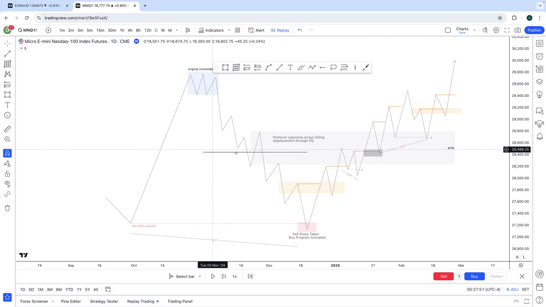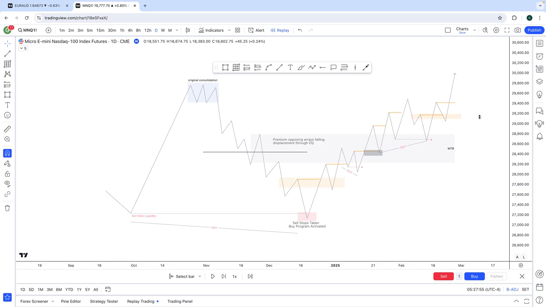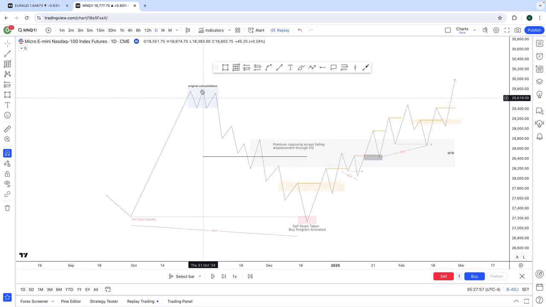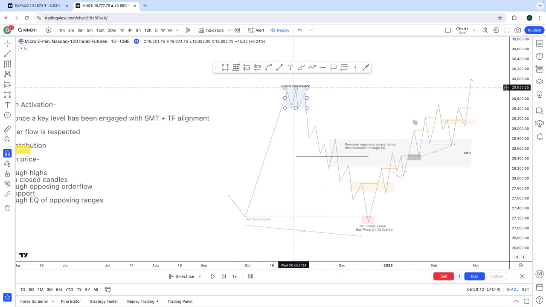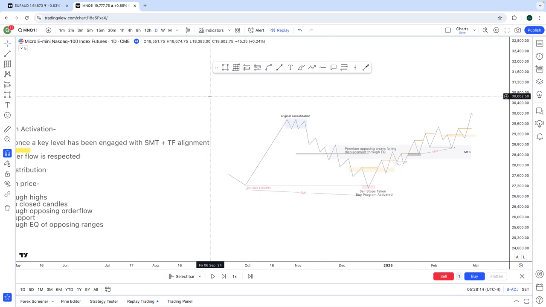And once we displace through the EQ of the range, that's showing strength, likely to take out the high, once we have bullish order flow through the EQ. And as well as premium opposing arrays, so the premium arrays inside of this dealing range start to fail, then that's where you have strong order flow. So very simple, but now let's get into some examples.